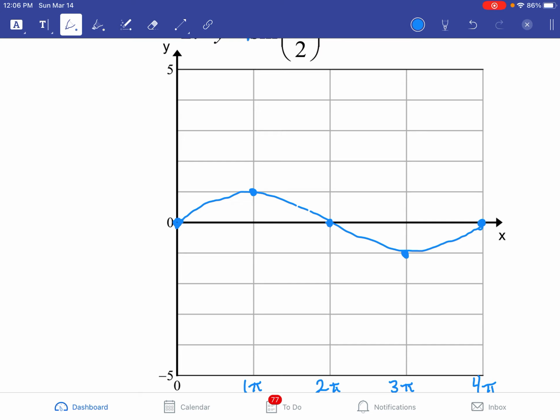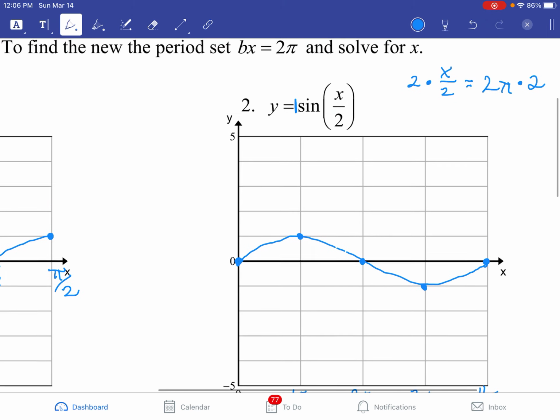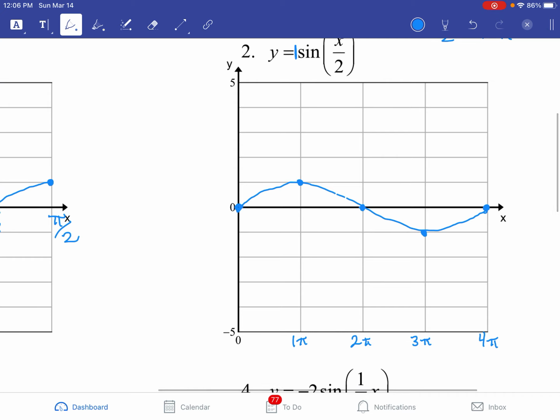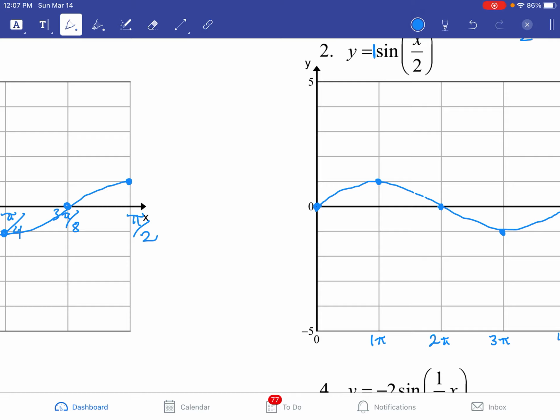Again, this is just one period of our graph. We're looking at one snapshot of once around the unit circle. The intervals will change because the number inside the parentheses on the x changed, but we're still looking at one snapshot. These graphs will continue in both directions over and over again, doing the same thing.